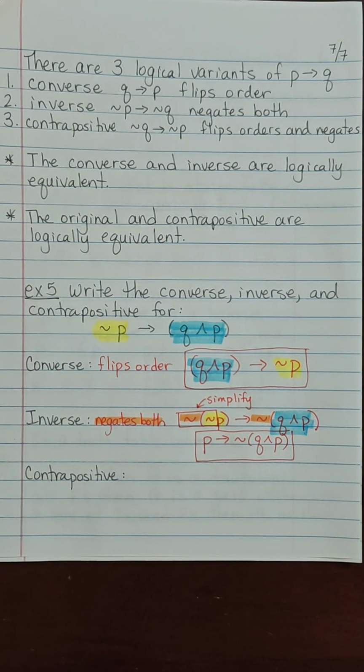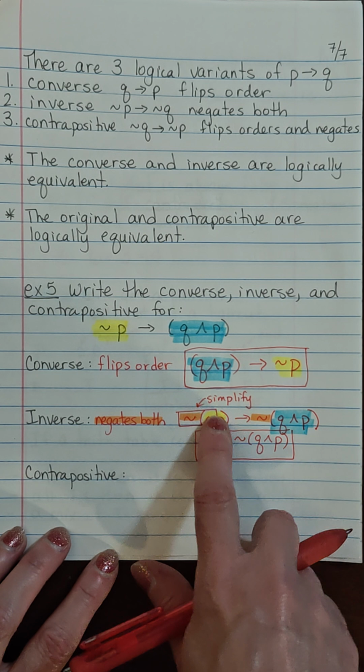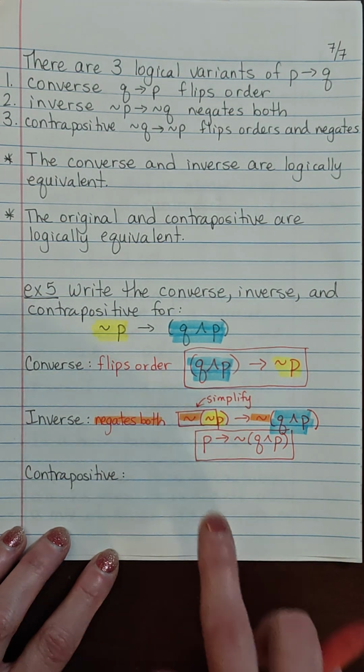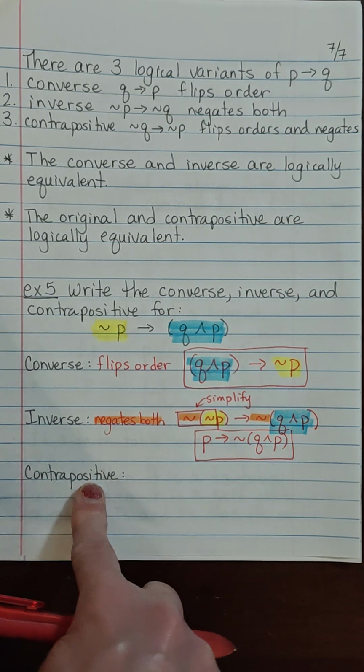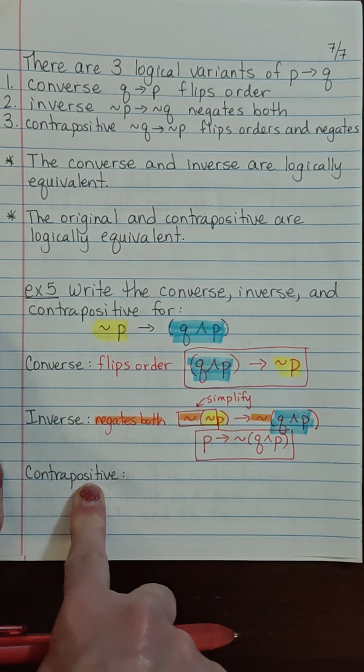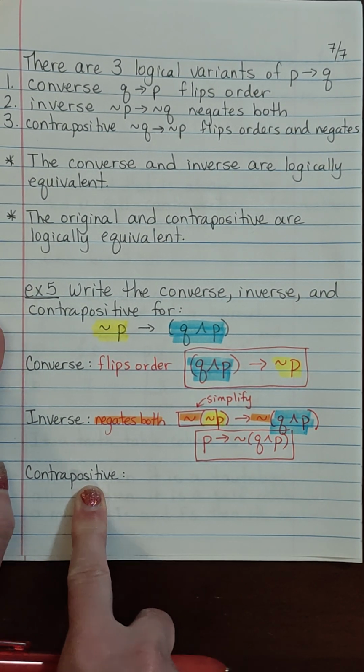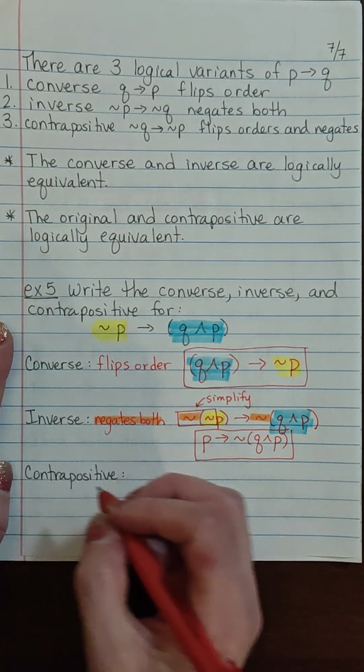So you might find yourself where all you have to do is flip the order or negate both, and that's it, you're done. There may be some where you have to do a little simplifying first, like any of these nots that show up. All right, the contrapositive is the worst one because it's a combination of the converse and the inverse. We're going to flip the order and negate both.